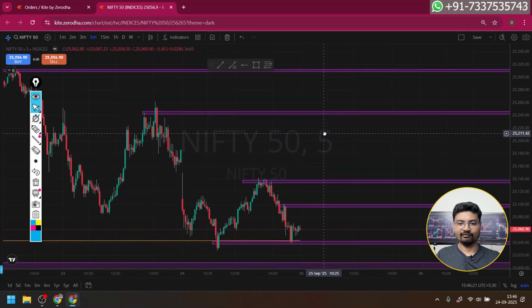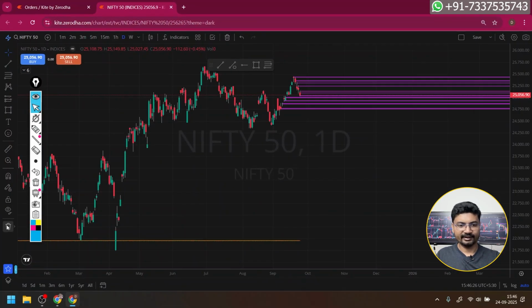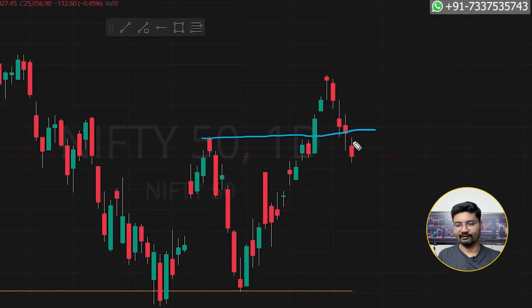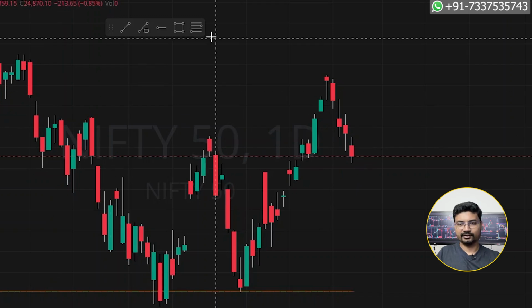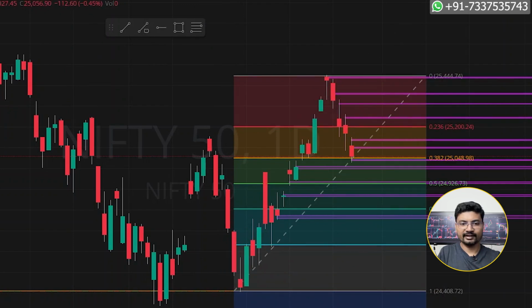Let's create our plan for tomorrow, and let's go to the daily time frame and see what's happening. Let me hide these drawings. Nifty closed below this level, which is an important level. It closed below this level, which is not a good sign. Let's connect these levels once again with the fib tool. You'll see an interesting point. If we connect these two points, 0.5 level is around this support level. Currently, Nifty is trading around 0.382 level.